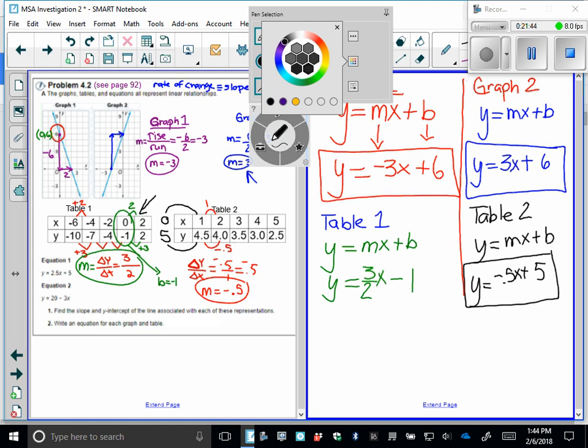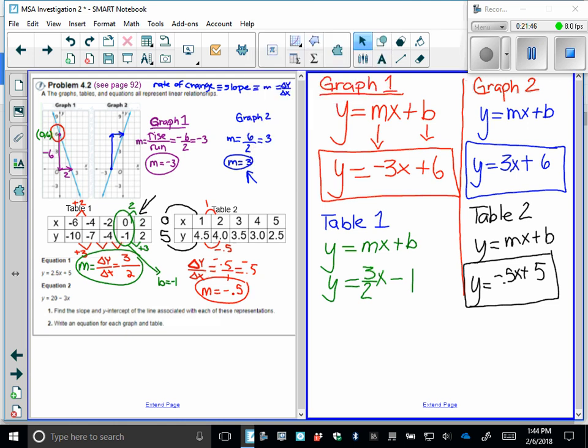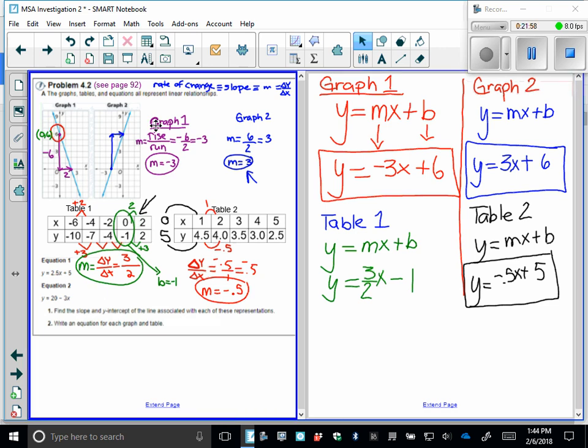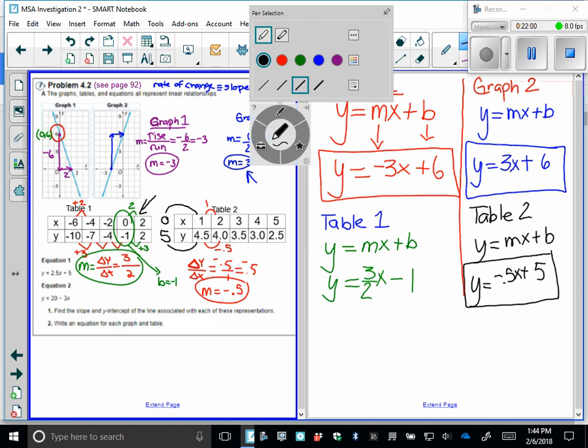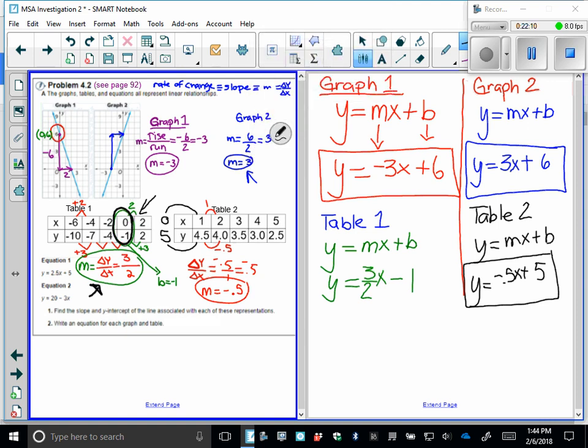Like where does the 3 halves come from? The 3 halves was the slope. It comes from the change in y over the change in x. Here, the slope. And the intercept comes from where the graph hits the y-axis.